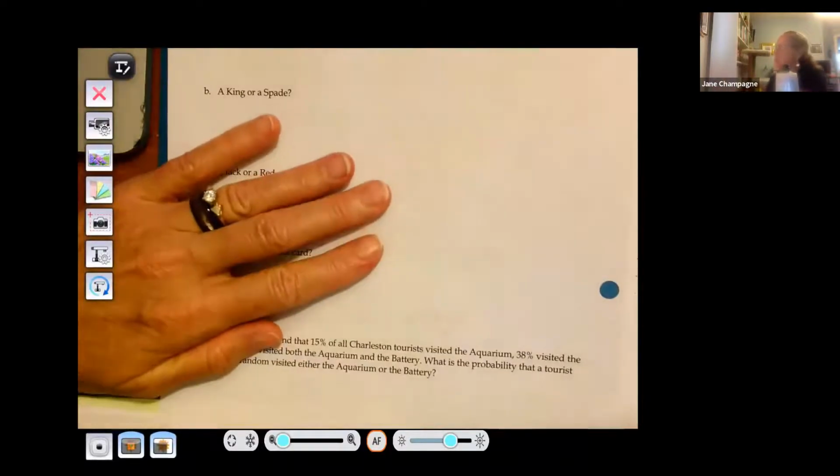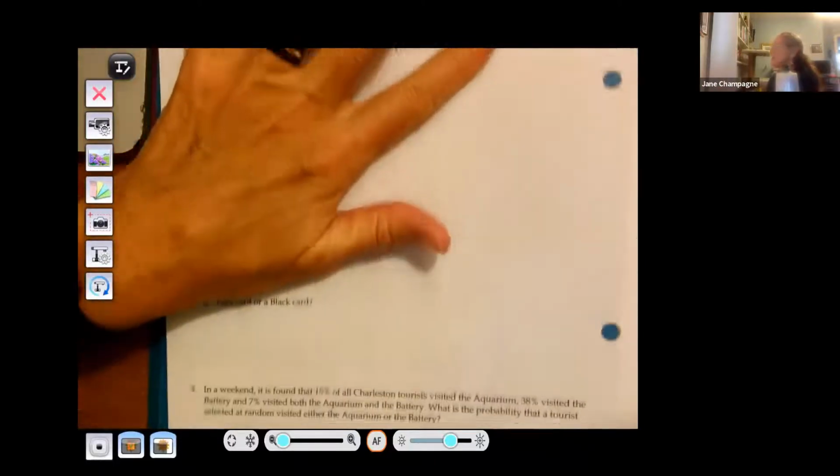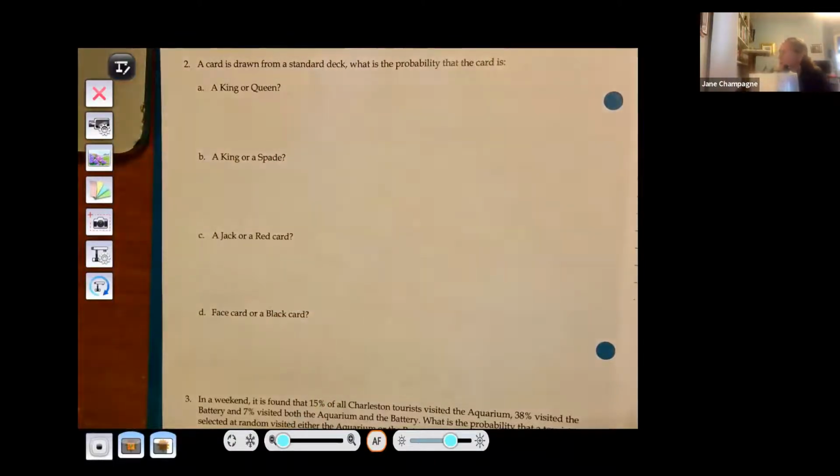It says a card is drawn from a standard deck. What is the probability that the card is a king or a queen? All right, so standard deck. Did I get out the picture of the standard deck? I put that back in my notebook.